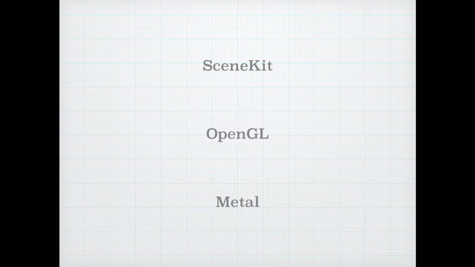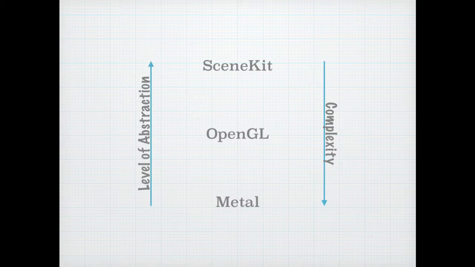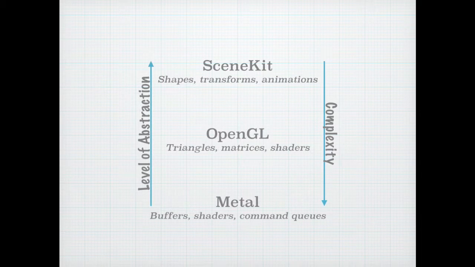We'll start with a little overview. These three SDKs actually stack up very nicely in a ladder of abstraction, where you have SceneKit at the top, OpenGL in the middle, and Metal down at the bottom. The complexity of writing a piece of graphics code increases as you go towards Metal, and it decreases as you go up to SceneKit. Likewise, the power increases as you get down to Metal and decreases as you go up to SceneKit, although there are sometimes trade-offs in there.